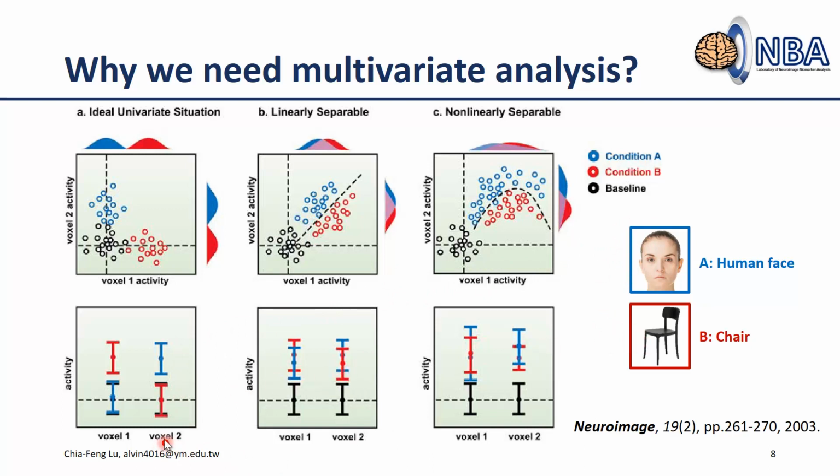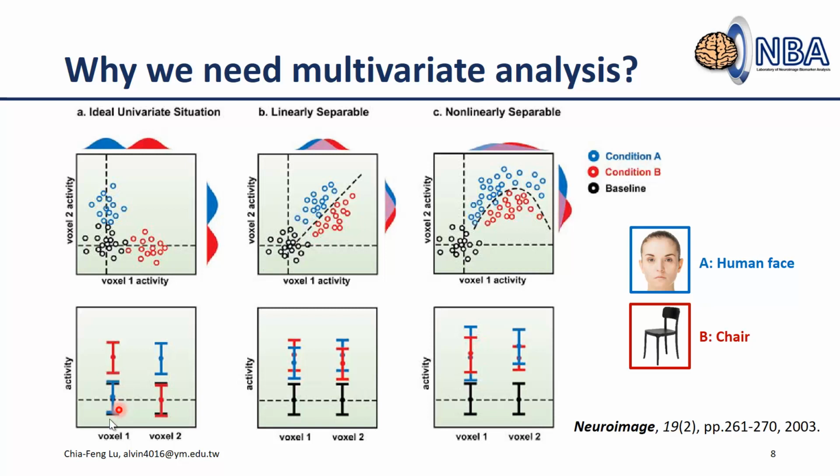So now you can see, for either voxel 1 or voxel 2, the brain activity is pretty different when you're seeing two different kinds of pictures. In this case, whether you simply use voxel 1 or simply use voxel 2, you can easily find a very good threshold. I just cut the threshold right here. For example, for voxel 1, if I see activity higher than this threshold, then I would speculate the subject is looking at the chair picture.